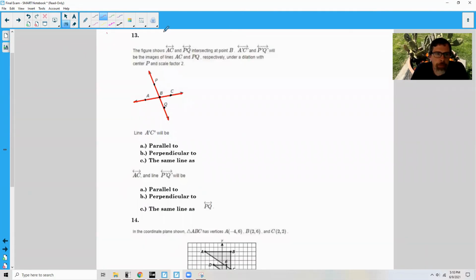All right, page 8, question number 13 says the figure shows line AC and PQ intersecting at point B. A prime C prime and P prime Q prime will be images of line AC and PQ respectively under dilation with center P and a scale factor of 2. So what that means is if this is a distance of 1, we're going to double that now. We're going to scale everything up by that distance of 1 plus 1 or 2.